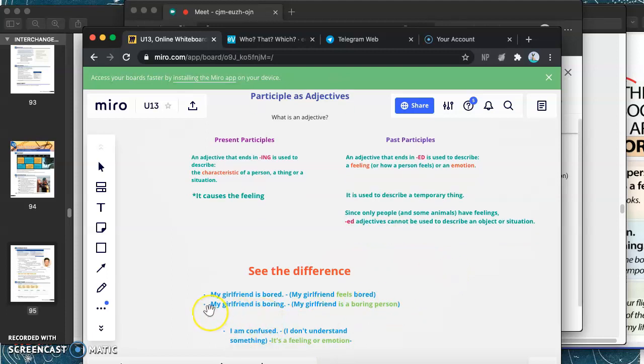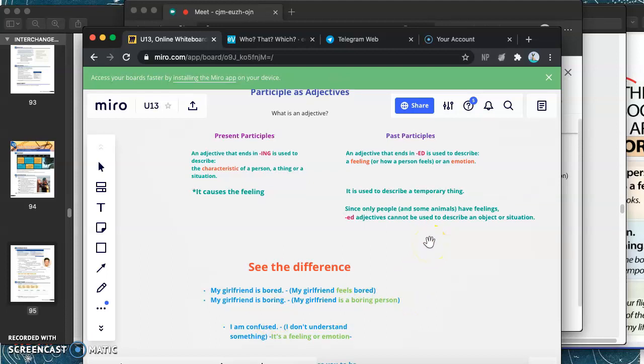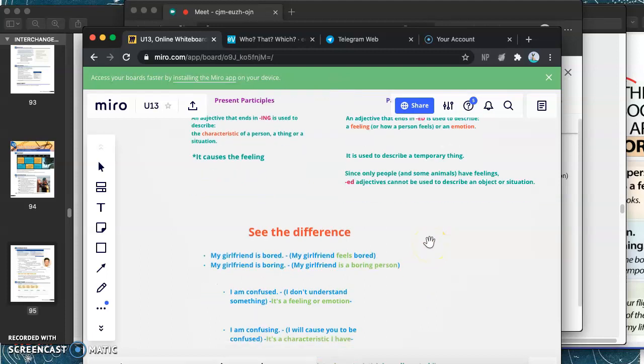But if I say that my girlfriend is boring, which is a present participle because it ends in ing, that means that that's a characteristic of my girlfriend. That means that she is a boring person. If I say that she's bored, I'm saying that she's feeling bored. But if I say that she's boring, I'm saying that she is a boring person. That's a characteristic of her, for example.